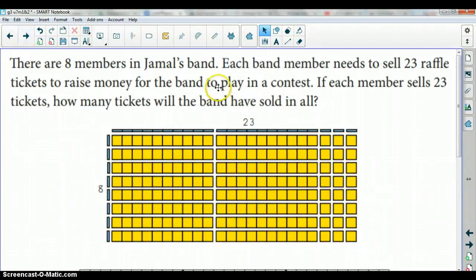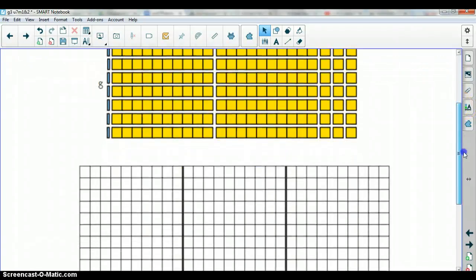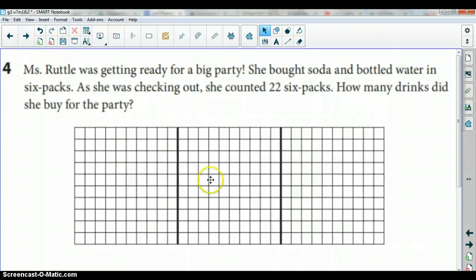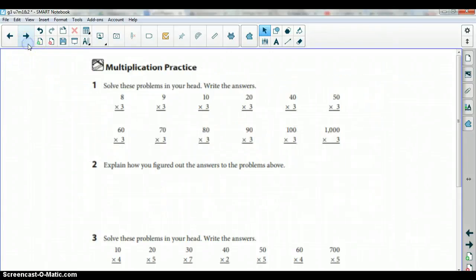Then you have another one to do, same idea. How does this picture represent this situation? Now you guys, we're going to draw it and we're going to find that product, okay? And then they try one and try another one, and there's more multiplication practice for you if you want to use it.